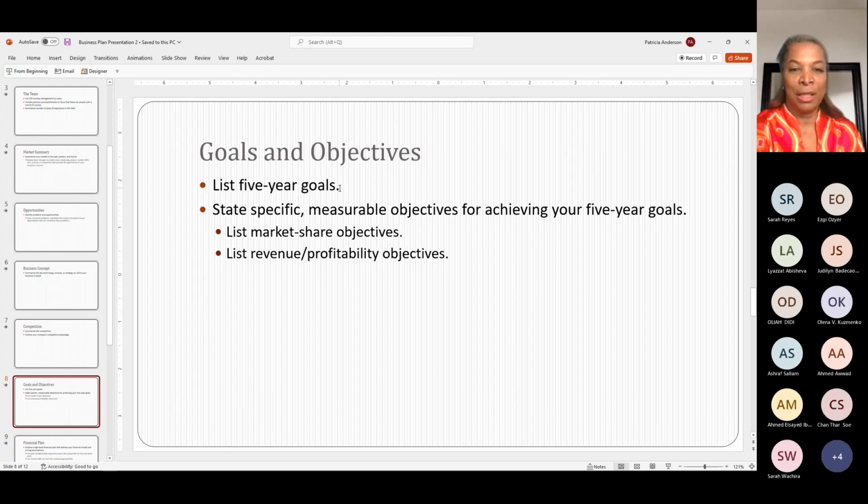And if you don't have SMART goals, if you don't say that I'm going to go to the gym twice a week or 3 times a week, I'm going to meet this specific goal in a year, and so forth and so on, it's very difficult to achieve it. So you want to list your goals and objectives.